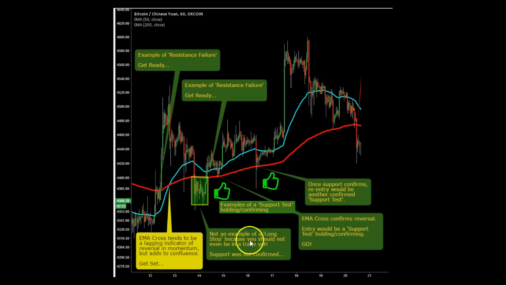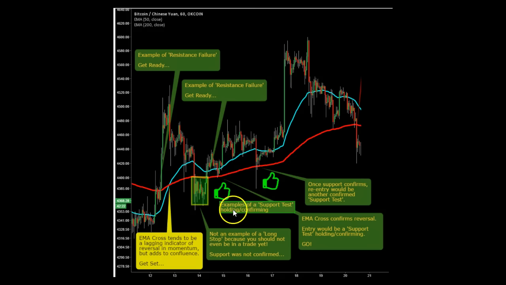But I'm saying you shouldn't even be in a long yet, because using the get ready, get set, go 3-check system, support was never confirmed. We did have one long wick touch of the 200. So whether or not you take that as a support confirmation or not, it's up to you, obviously. So that's highly variable. But so we have the 2 resistance failures here and here. So we're still not convinced that things are supporting yet.